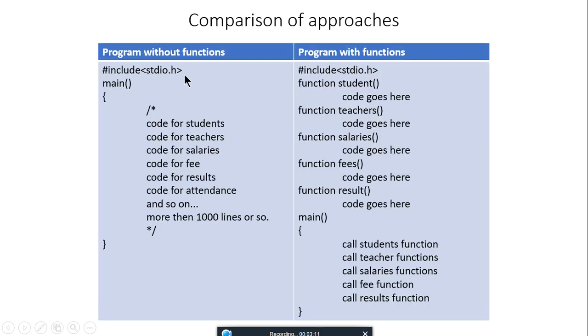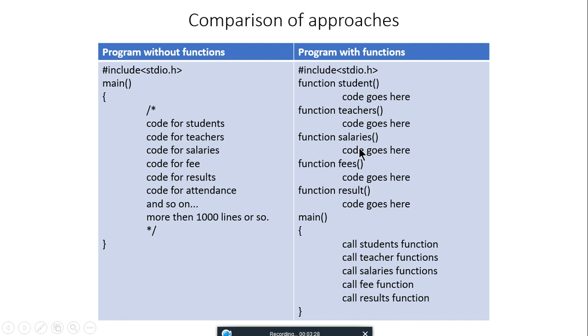So let's start with a comparison of approaches for the same code. Without functions, you will write all your code in one place, like for students, for teachers, for salaries, for fees, results, attendance. This code will be of 1,000 lines. Finding errors will be hard, and understanding the program will also become difficult.